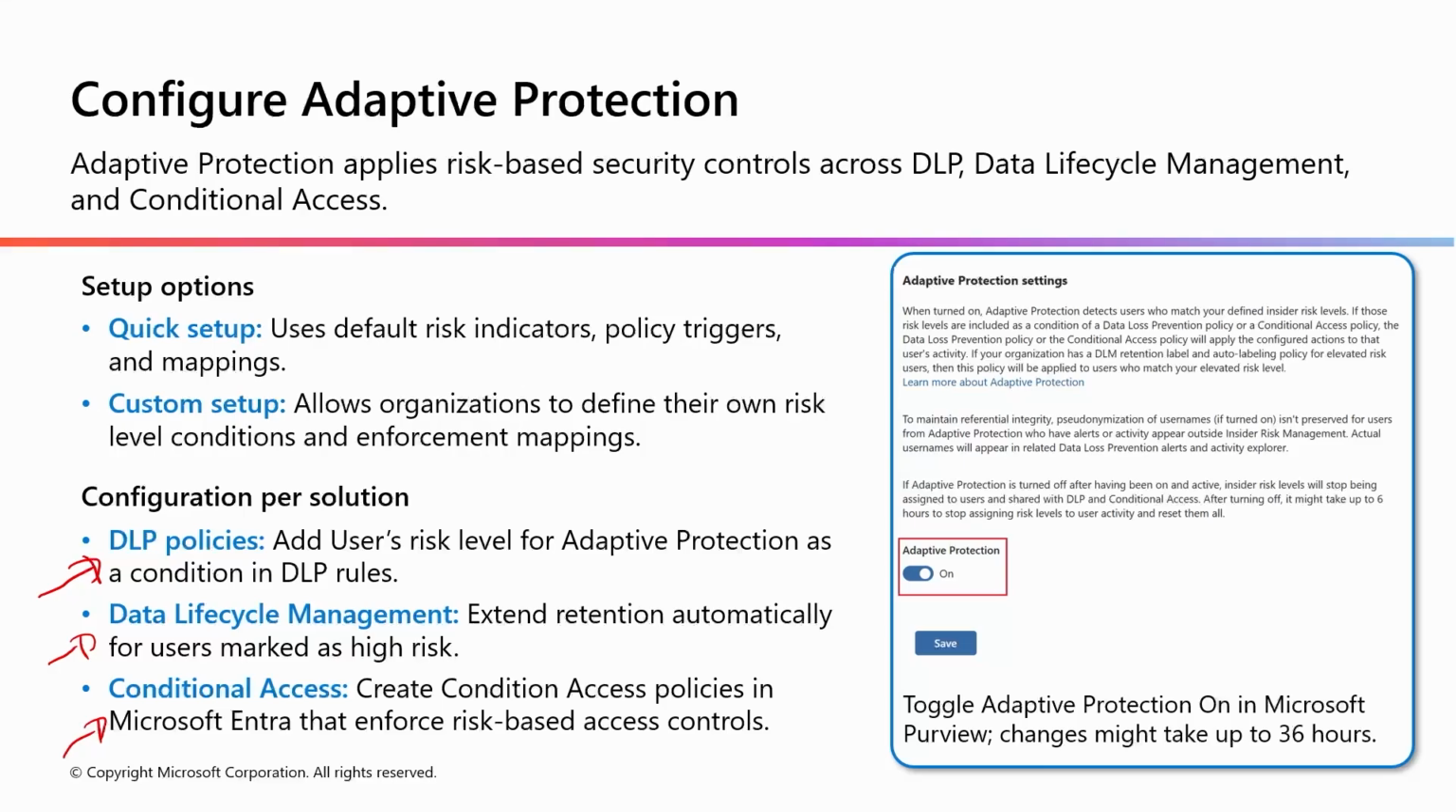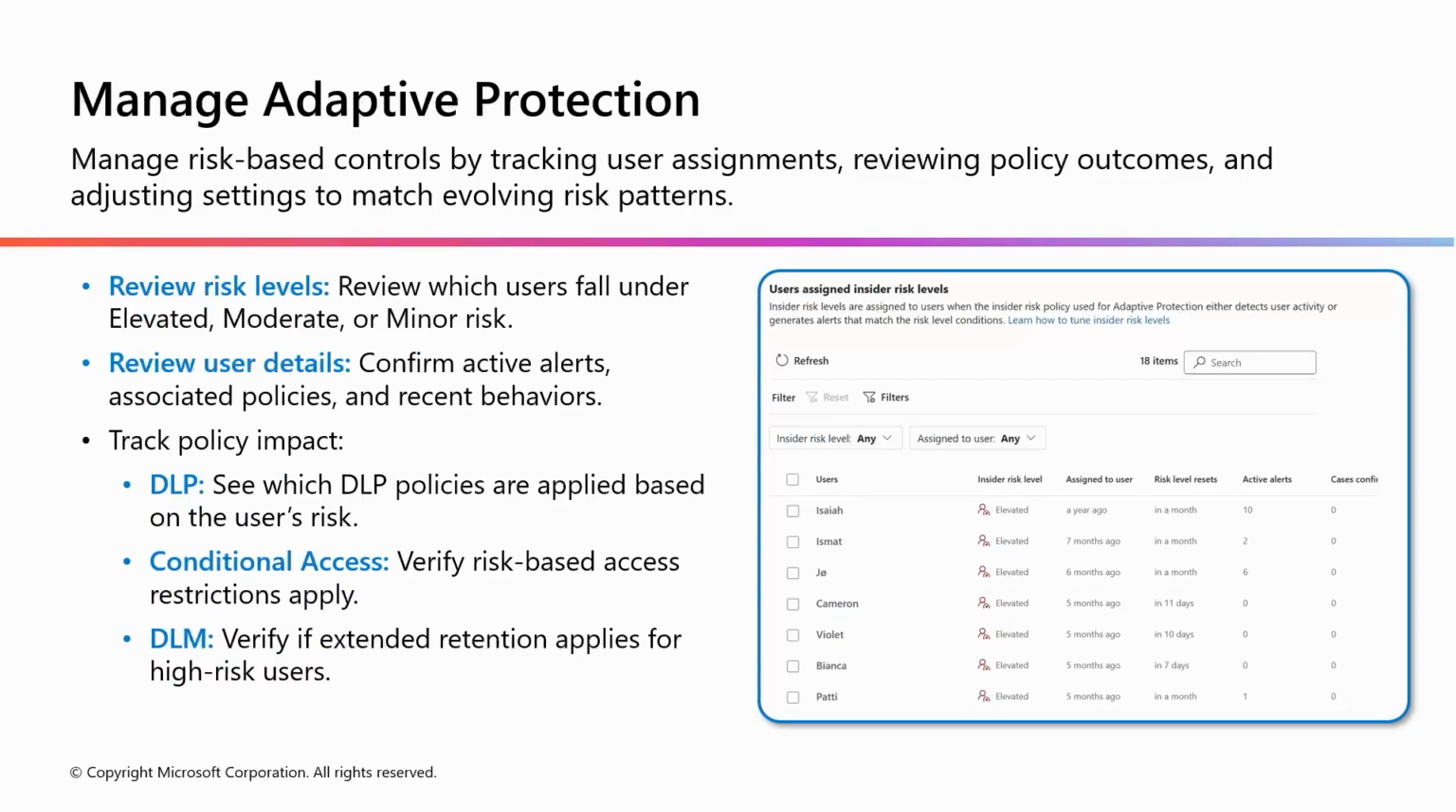The last thing I want to touch on is just a couple of little management points I don't really have anywhere else to fit. Really, this is just about some of the things that you are going to watch over time to make sure that your strategies are working. First of all, you should really be checking those risk levels. Did the right users fall under elevated, moderate, or minor risk? You can check that in the risk level dashboard and the monitoring tooling.